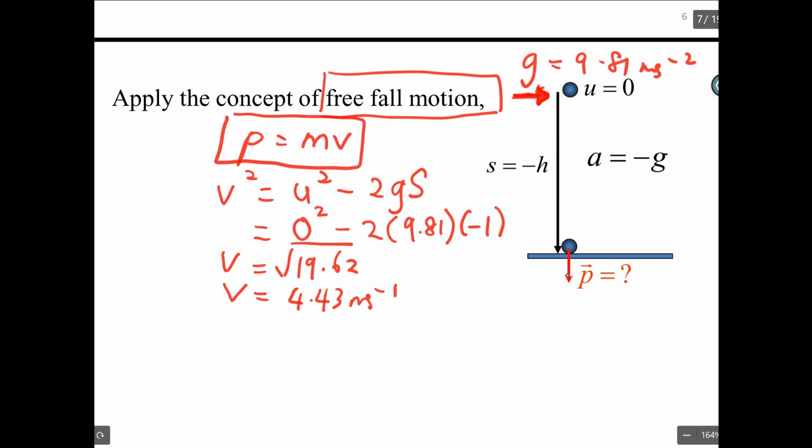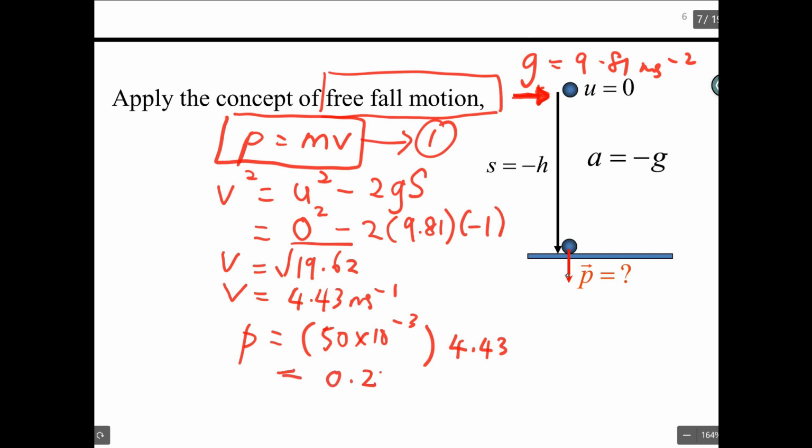Okay. And then substitute V into equation 1. Momentum is equal to mass times velocity. So momentum is equal to the mass, which is 50 power of negative 3. It gave 50 gram, right? We must convert to kg. How to convert to kg? Divide by 1000, multiply by 4.43. So you get the answer 0.222 kg m s negative 1. Okay, direction is downward.